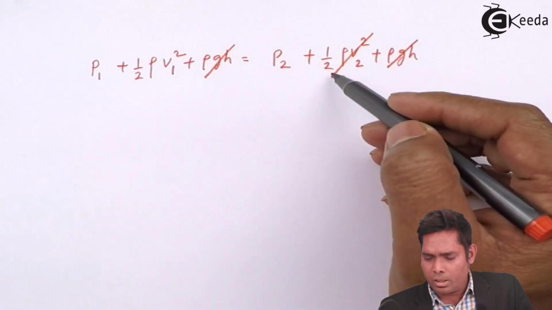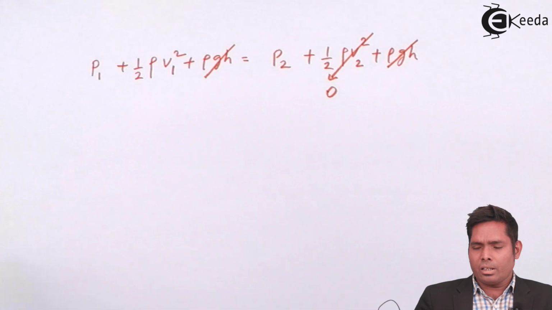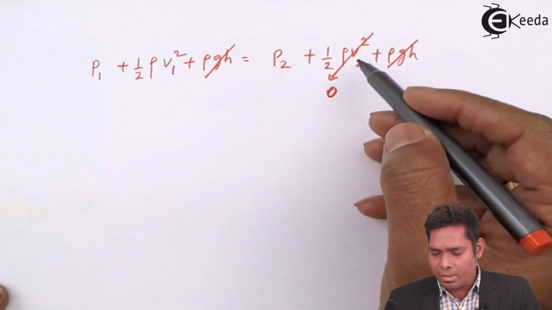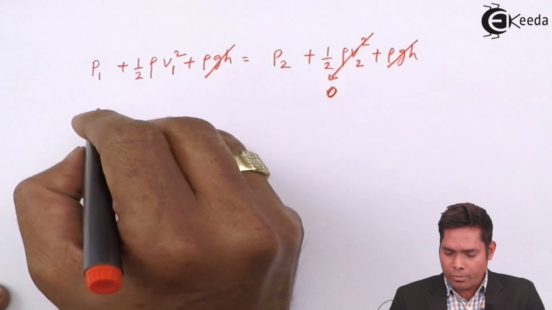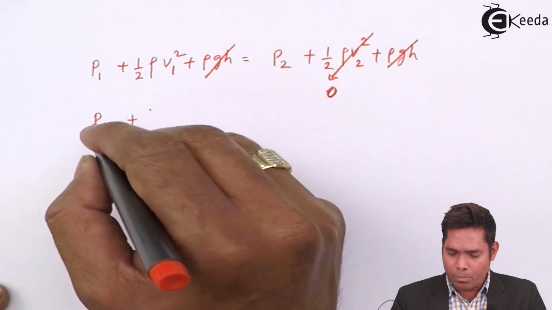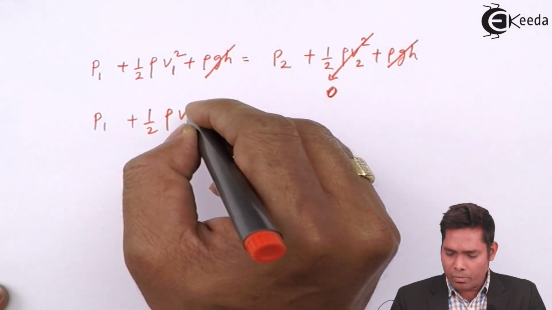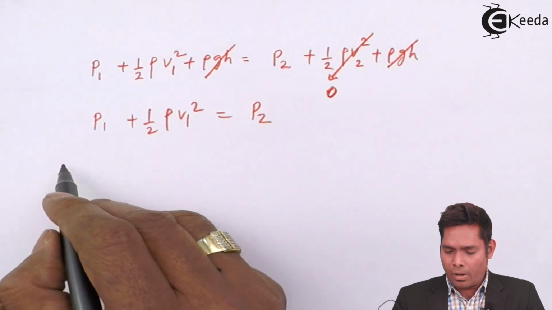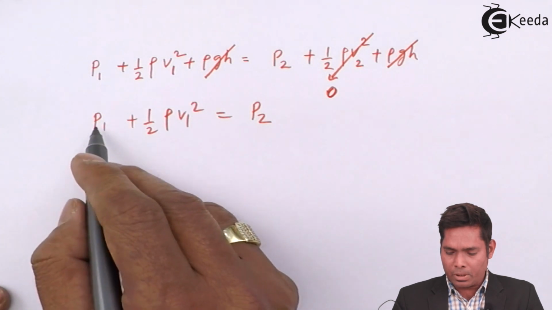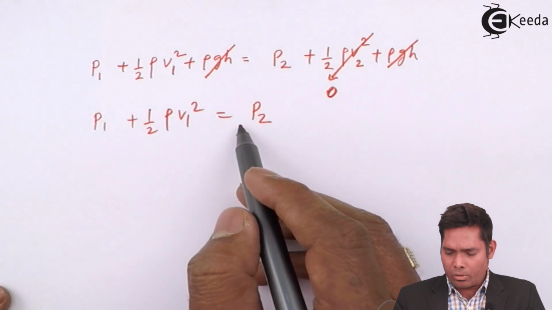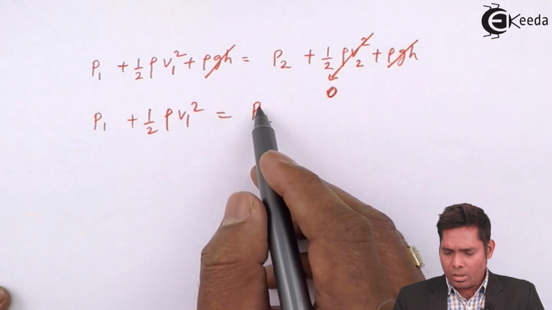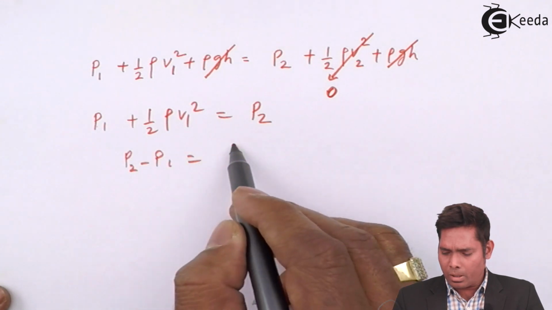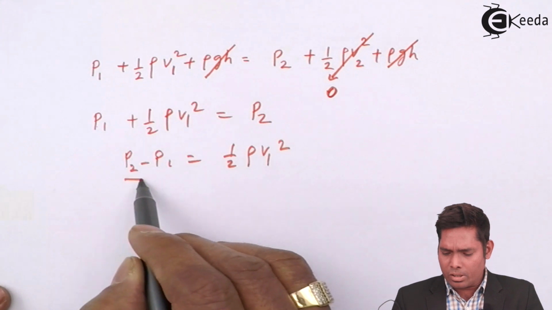This is 0 because inside the room the air is not moving, the wind is still inside, therefore V2 will be 0, and we have the equation P1 plus half rho V1 square equals P2. P2 minus P1 comes out to be half rho V1 square. This is the difference of pressure.